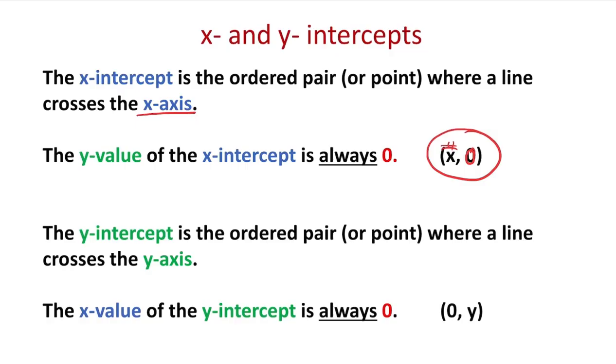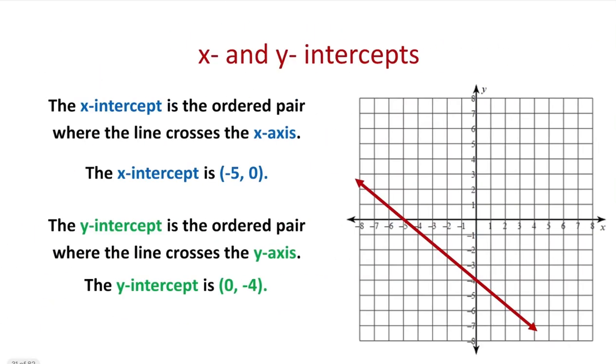The y-intercept's the opposite of that. It's where your function line crosses the y-axis. And the x value is 0 on that one, and the y value has a number in here. So let's see what this looks like.